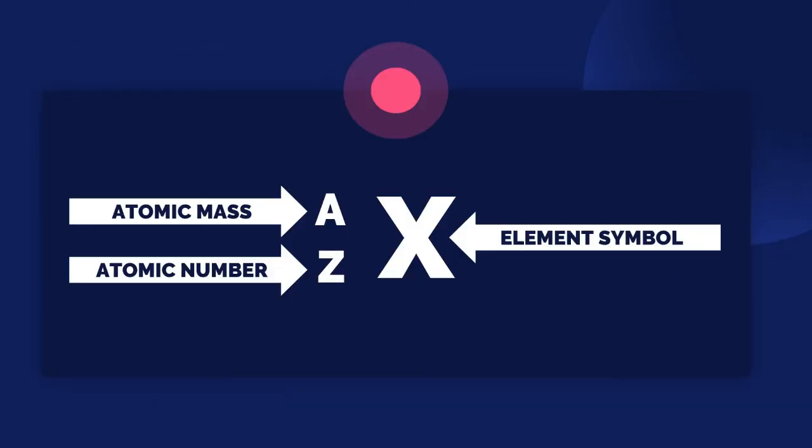I have here an illustration. At some points you can see this on the periodic table. X here represents the element symbol. On the upper part, we have the atomic mass, which is represented by the symbol A, and the atomic number, which is represented by the symbol Z.